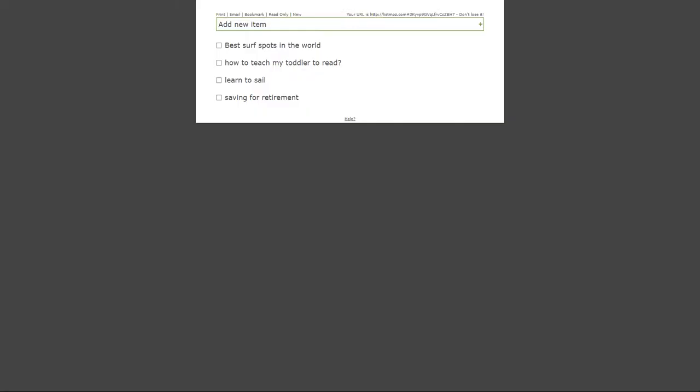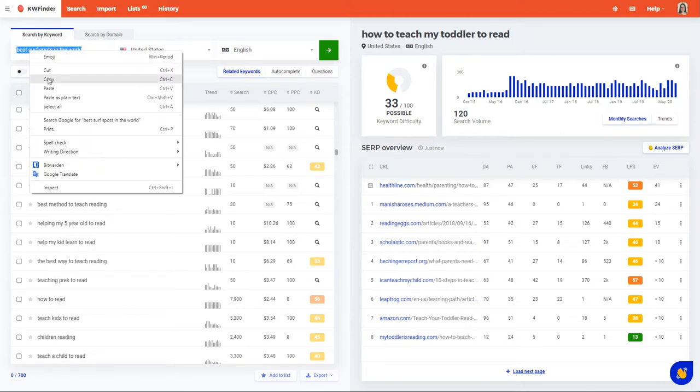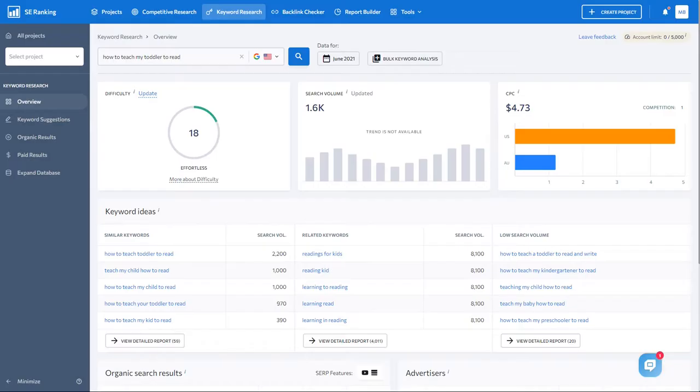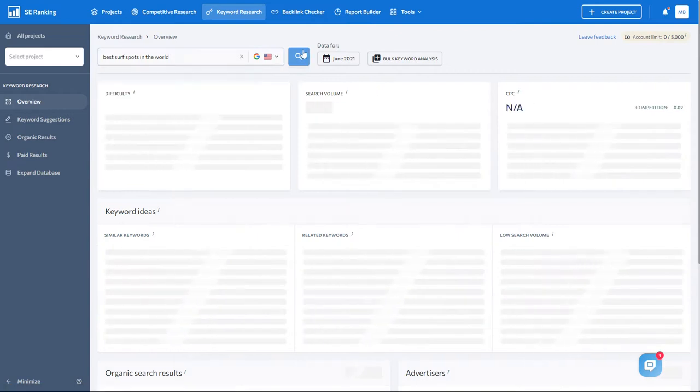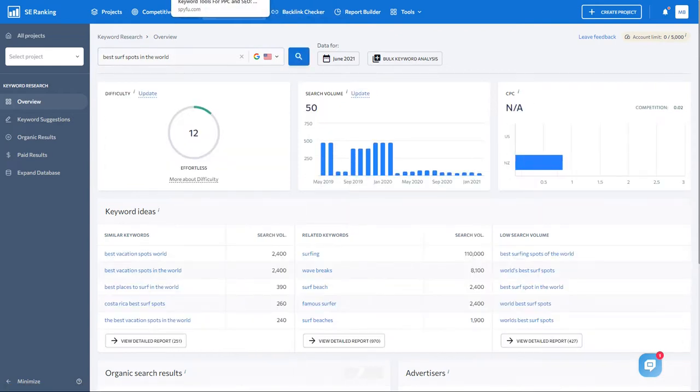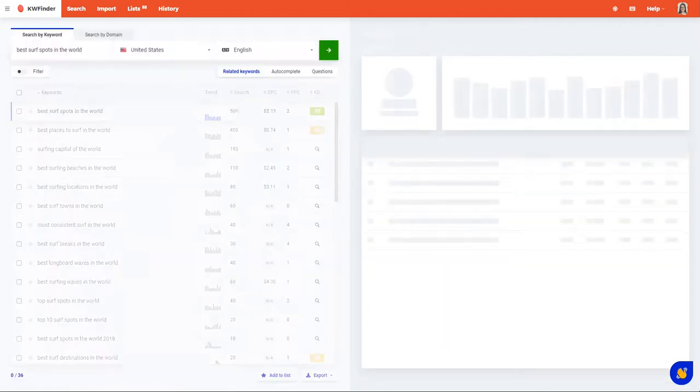So what's the next one? Last one. Best surf spots in the world. Lovely jubbly. So, best surf spots in the world. Did I even search that? Did I forget? I forgot, sorry.